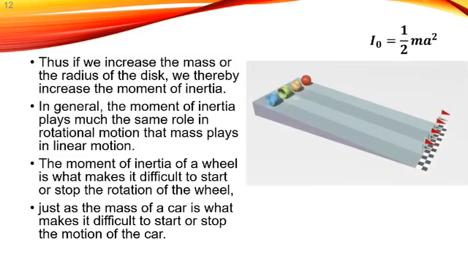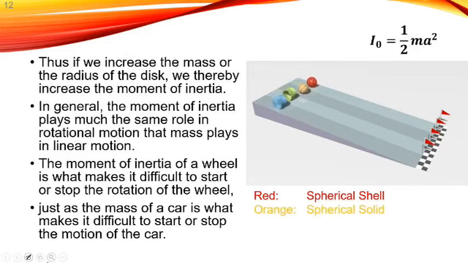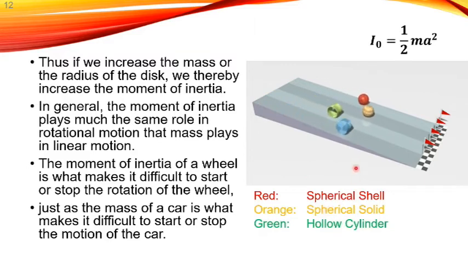As an example, these are the example objects. We have red, which is a spherical shell, so there is nothing in the middle. The orange is a spherical solid, so completely solid, just like a marble. The green is a hollow cylinder, and the blue is a solid cylinder.